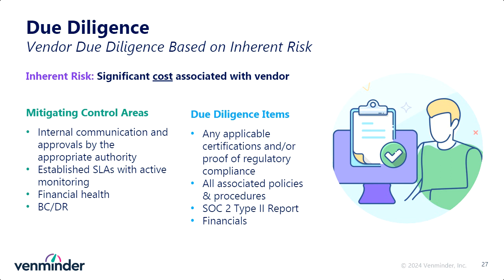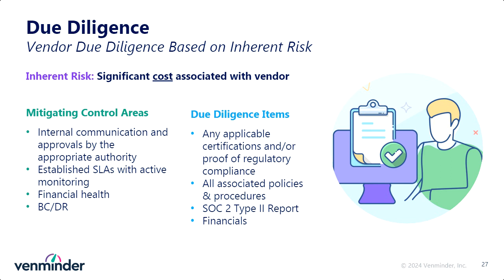Some of these mitigating control areas would be internal communications, SLAs with monitoring, and the financial health of the vendor itself. A vendor that has poor financial health can potentially create what's known as a domino effect, where other areas like the vendor's performance and cybersecurity practices are negatively impacted.